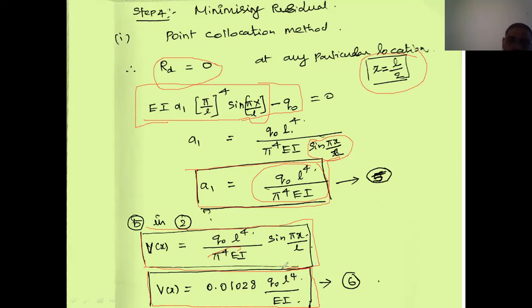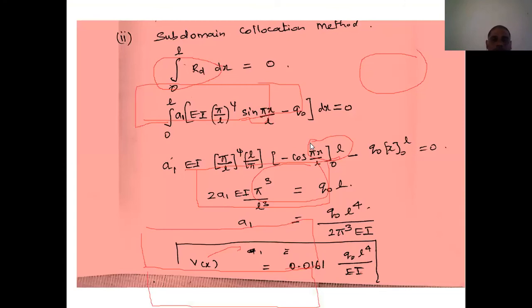Why? Because we're going to check the accuracy of the solution for each method. Okay. And next method is subdomain collocation method.